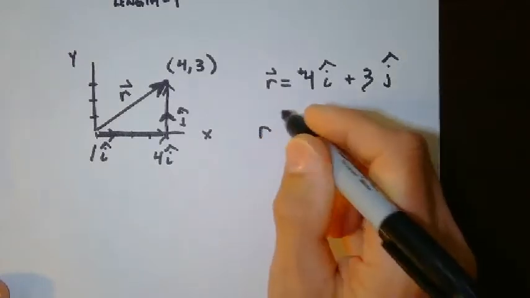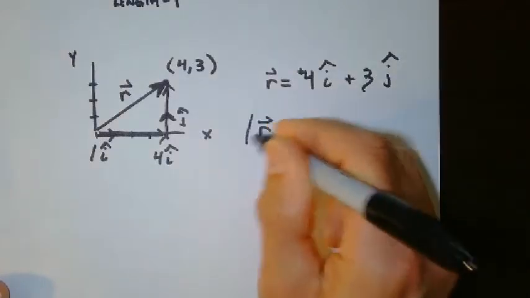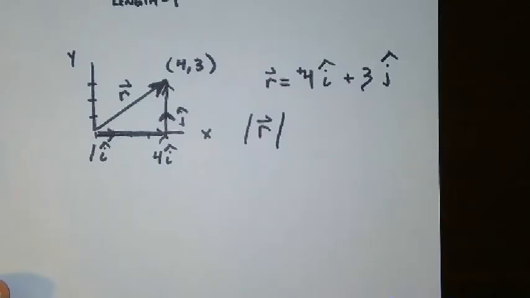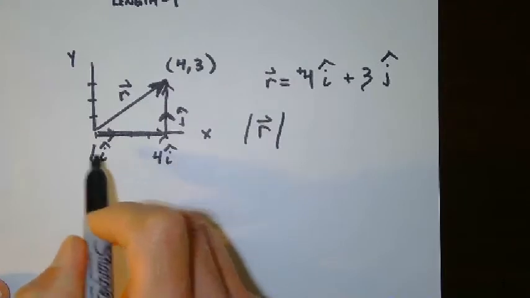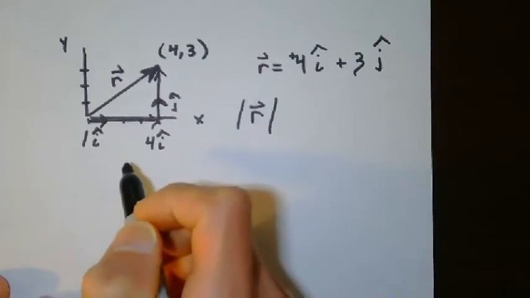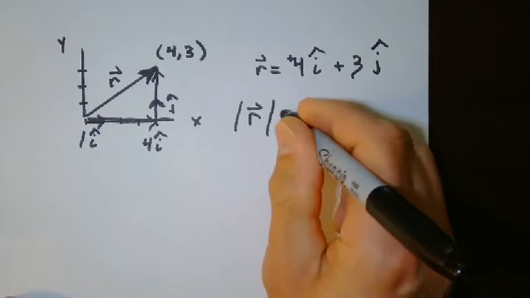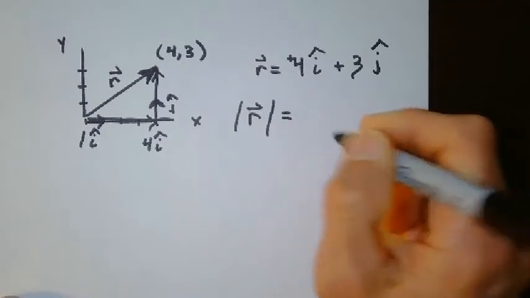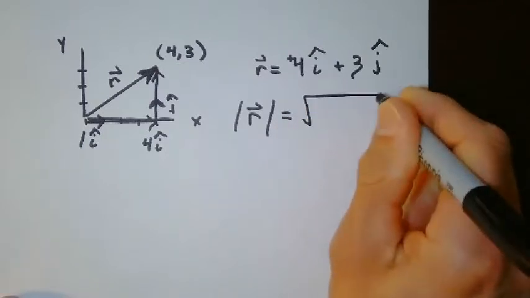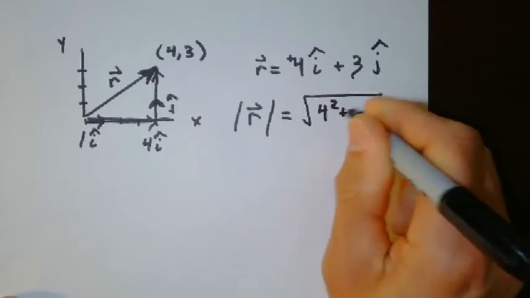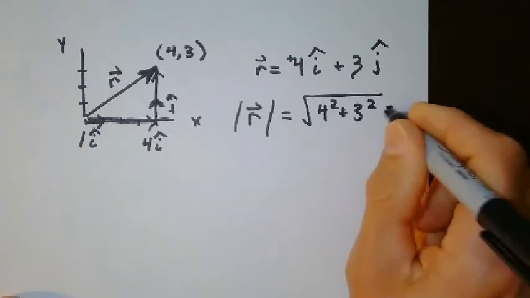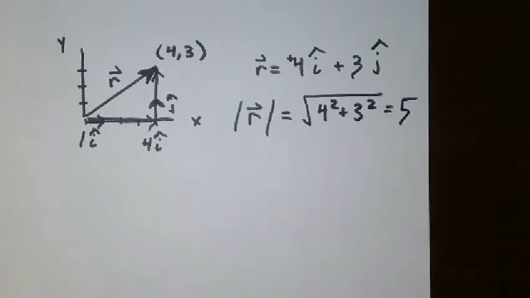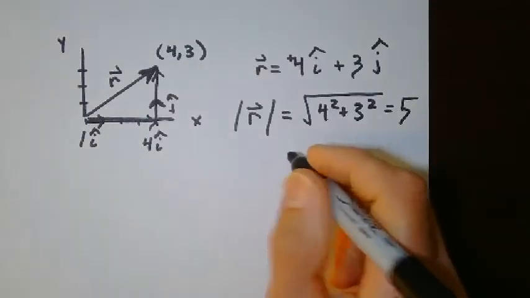Something that you can do with this, if you want to find the length of the r vector, I hope you all know that that's going to be 5, right? Because this is a 3, 4, 5 triangle. But formally, if you want to find that length, of course you just do 4 squared plus 3 squared and take the square root. And of course that's the Pythagorean theorem. Okay. And so that's how you do that.